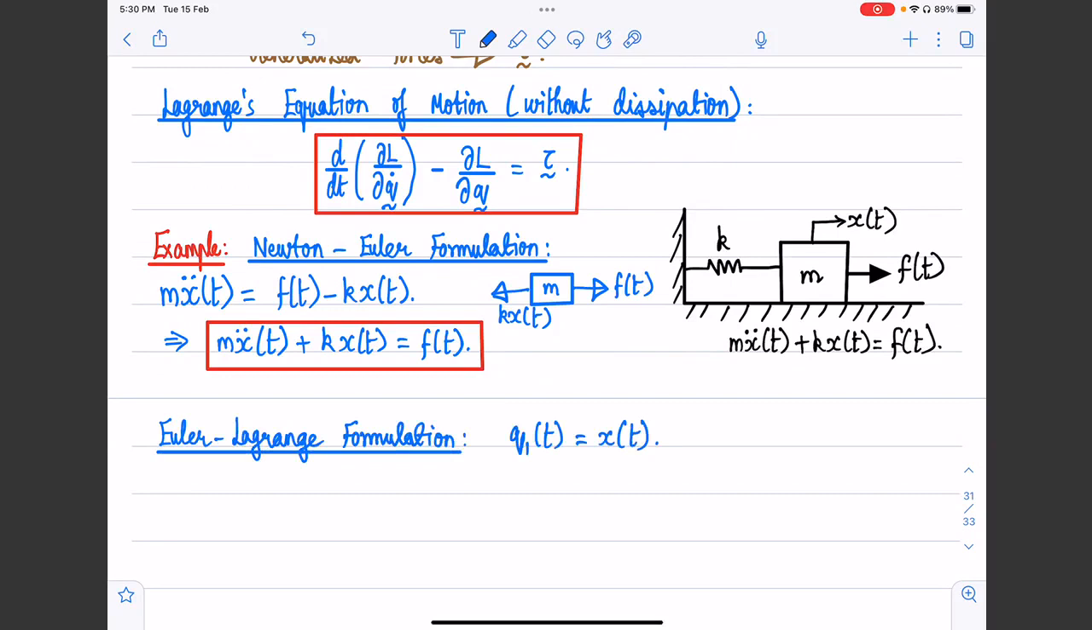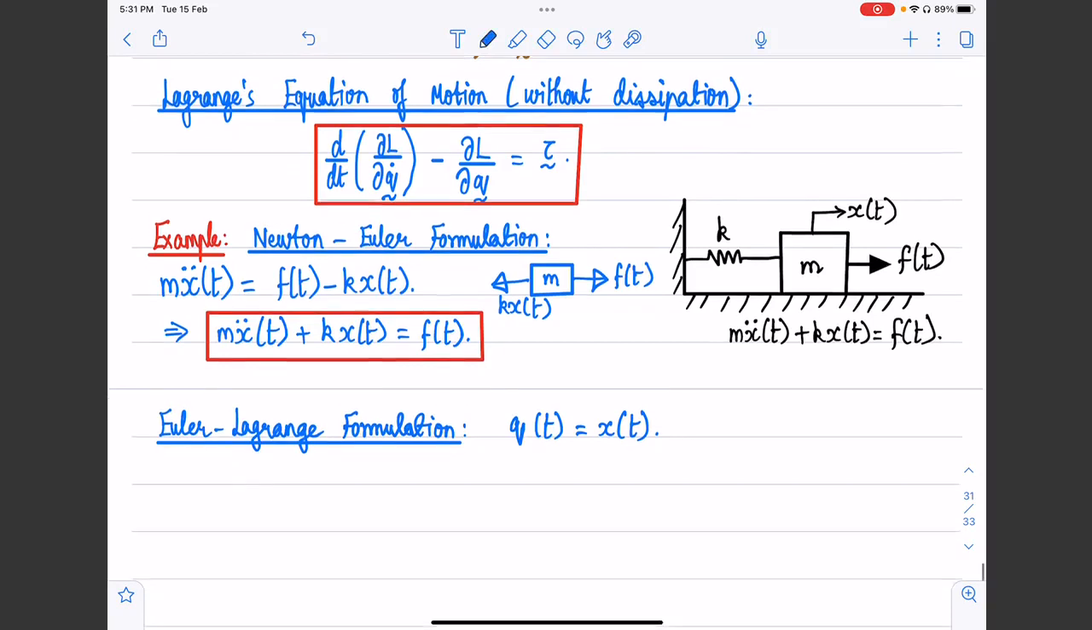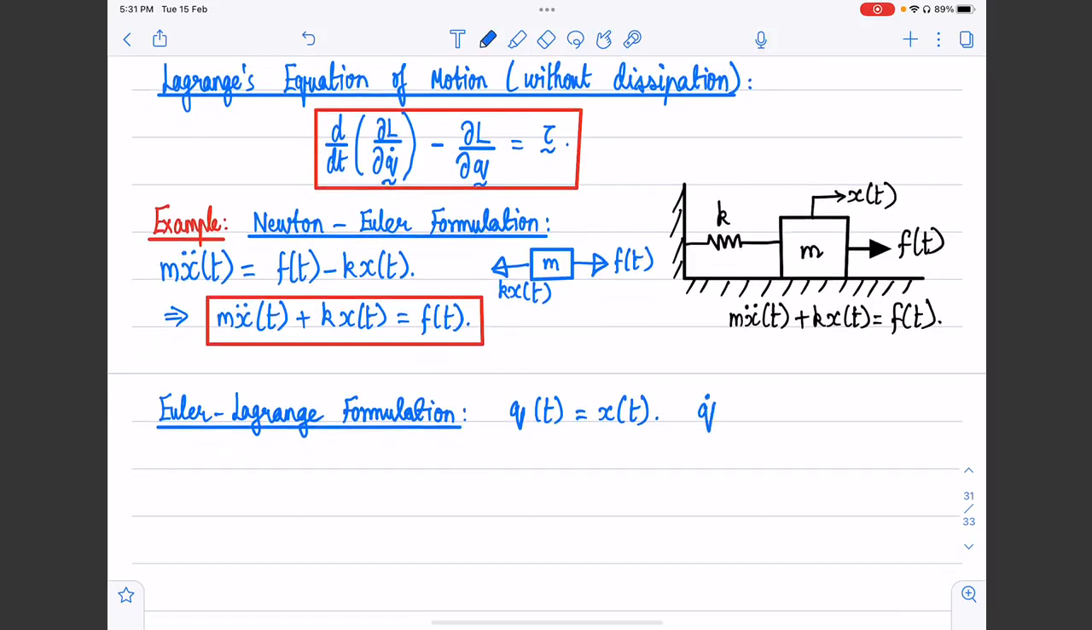So let us choose that to be q. There is essentially only one degree of freedom, so I'm going to drop this subscript 1, and it is understood that we are dealing with a scalar variable. I'm not putting a tilde underneath q. So q is only one variable, a scalar valued variable. Consequently, if we take the time derivative of q, it is going to be x dot, which is the speed of the mass. That is very obvious.